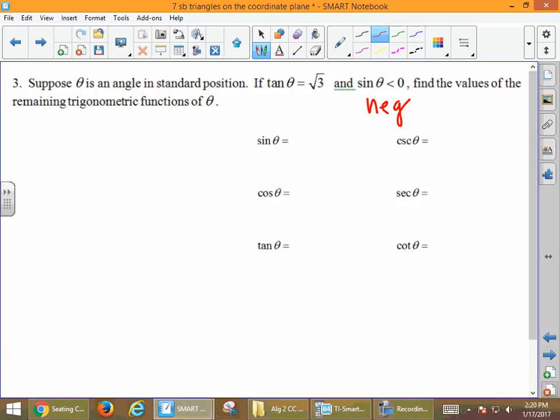So in other words, we need a quadrant where tangent is positive, because this is the square root of 3. The square root of 3 is positive, and sine is negative. So which of our 4 quadrants have tangent positive and sine negative?